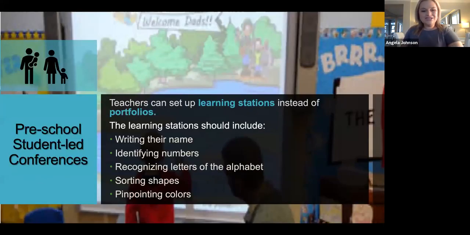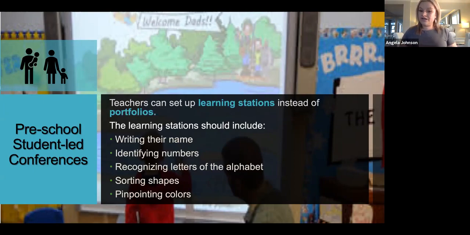So teachers can set up learning stations instead of portfolios. If the kids are very little, you could also have learning stations throughout the room for the kids to go through and show their parents what they can do. So it could be more hands-on. That's a great idea, right? How can you adapt to make it more relevant?